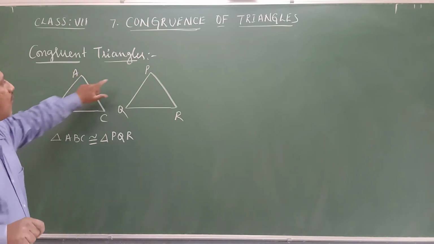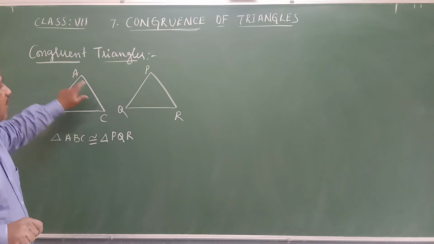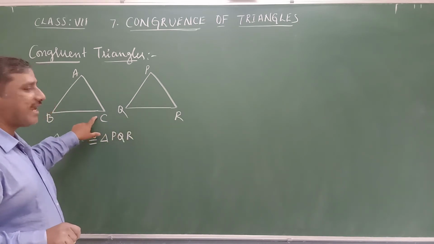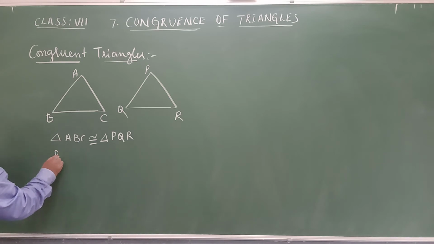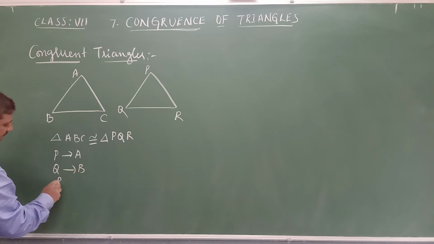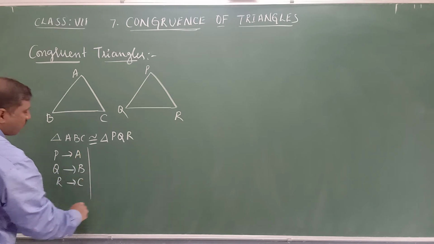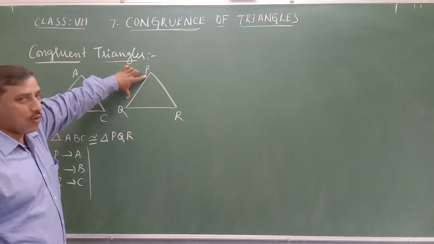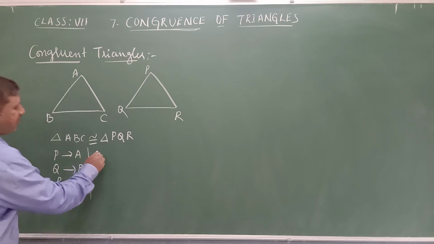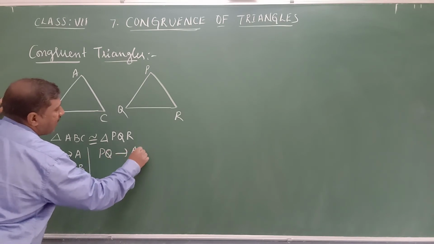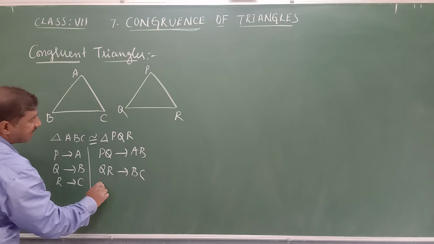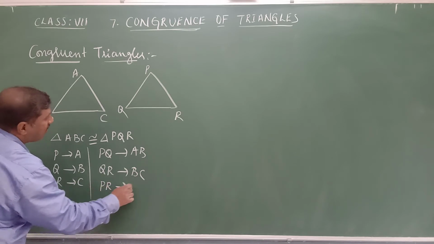We will find that vertex P will coincide with vertex A, vertex Q will coincide with vertex B and vertex R will coincide with vertex C. Not only the vertices, the line segments also match: side PQ falls along side AB, QR falls along side BC, and similarly PR falls along side AC.